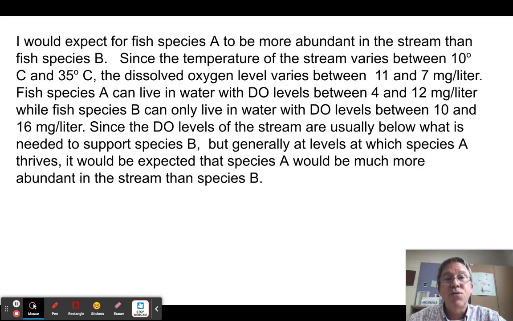This, my friends, is what I expect from you when I ask you to make an argument. You want to make a claim. Here's my claim. You want to provide the evidence that allowed you to do it, and then show me why that evidence supports your claim. That's the reasoning part of it.